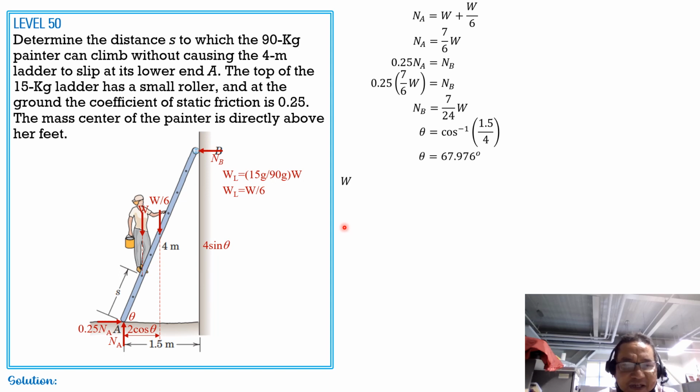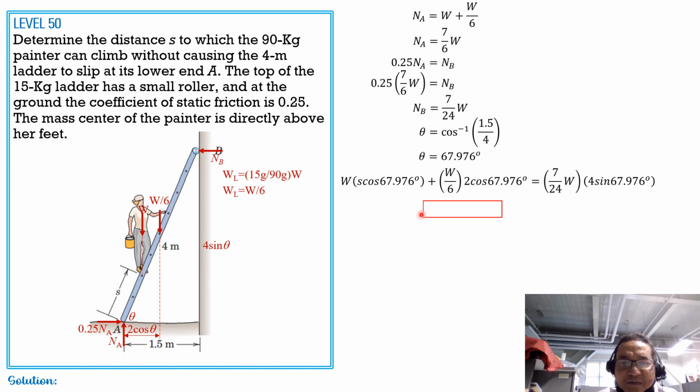Then summation of moments about A equals 0. So we have W times S cosine of theta, which is 67.976, the moment arm of the W, plus W over 6 times 2 cosine theta, then equals NB, which is 7 over 24 W, and the moment arm is 4 sine of 67.976. Cancel out W, and the only unknown left is S. So from there, we can solve for S, and S is equal to 2.551 meters. So that's it.